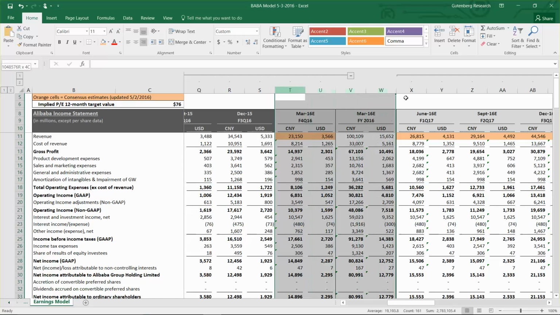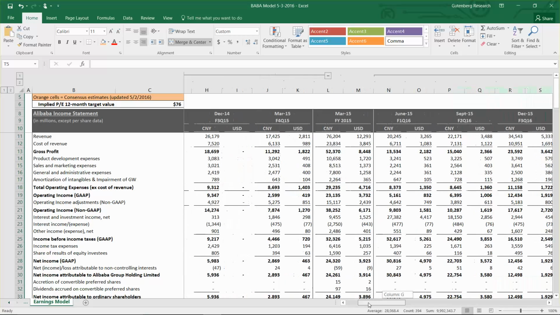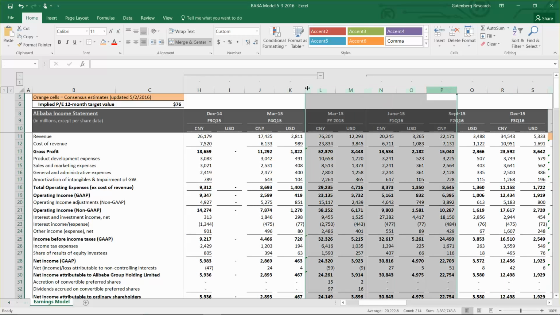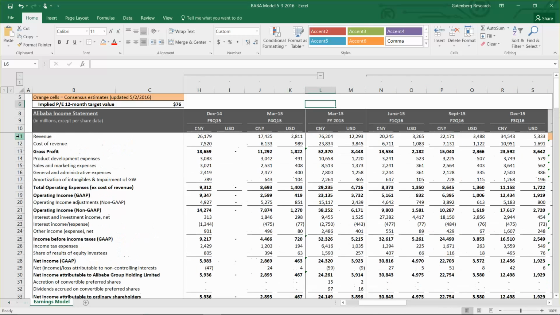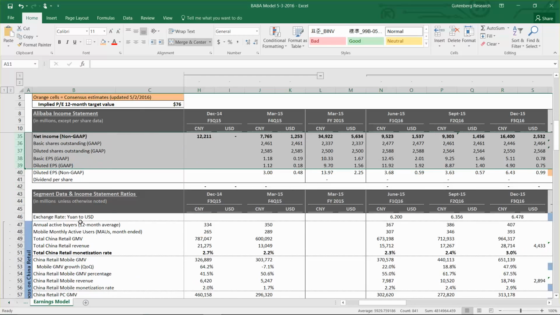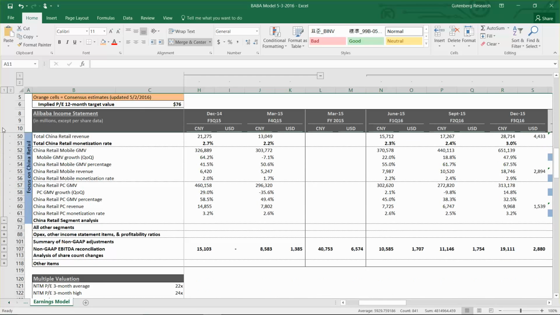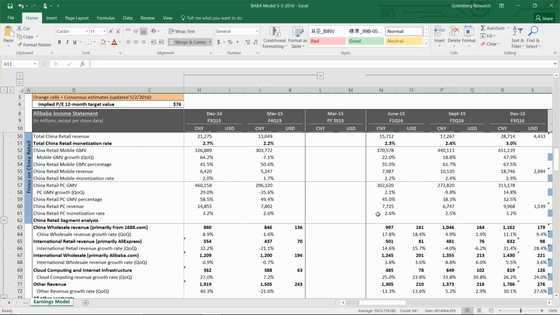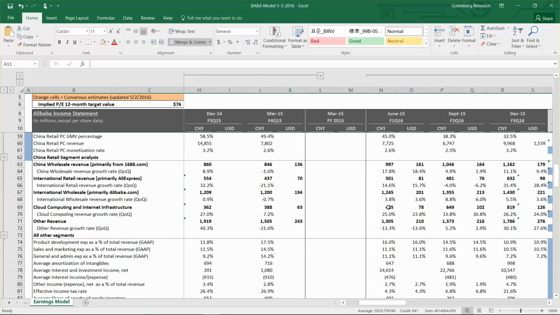You can see the light gray headings represent future forecasted periods, and the dark gray represent the historic actual results. We have the income statement modeled on a GAAP and non-GAAP basis, followed by segment details down below, and then we have additional details for non-GAAP adjustments and some ratio analysis down below.